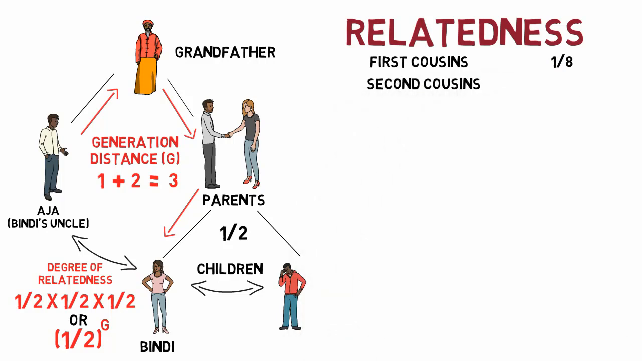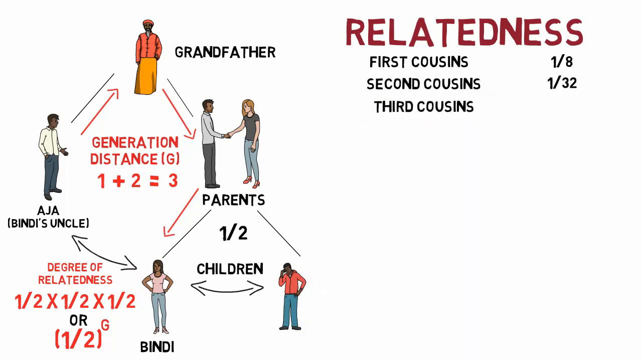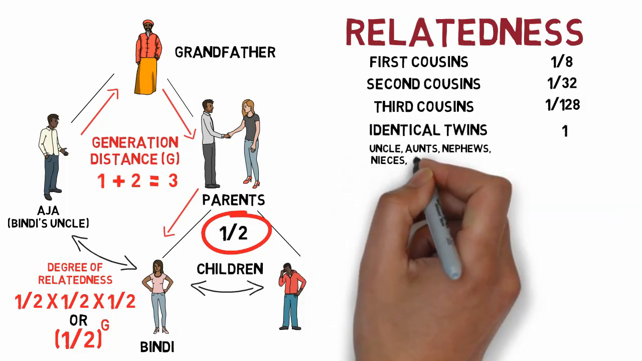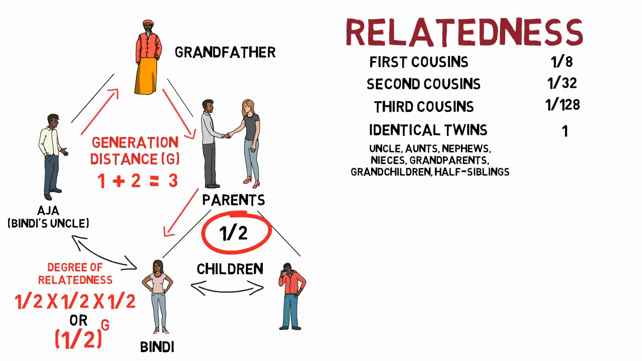Second cousins will have a relatedness of 1 over 32. Third cousins 1 over 128. Parents and children are half, and twins are 1. Uncles and aunts, nephews, nieces, grandparents, grandchildren, and half-brothers and sisters have relatedness of a quarter.